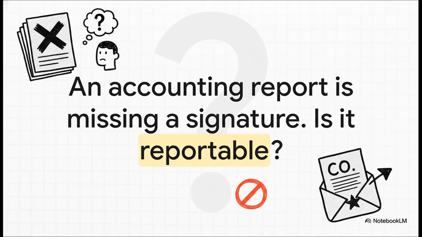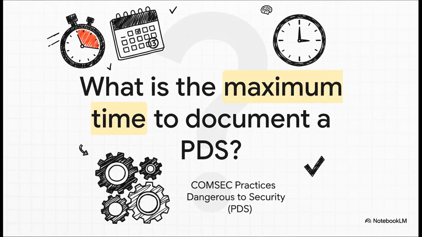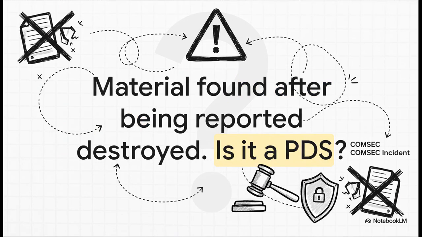Okay, time for a scenario. Picture this. You find an accounting log and it's missing a signature. What kind of PDS is that, and what's your first move? This one's just pure memorization, a key fact for your exam. What's that timeline again? Okay, a little bit of a trickier one here. Think carefully. What happens in that erroneous destruction scenario we talked about?